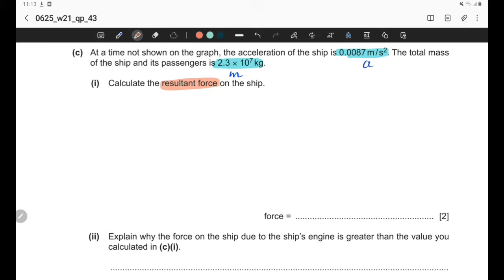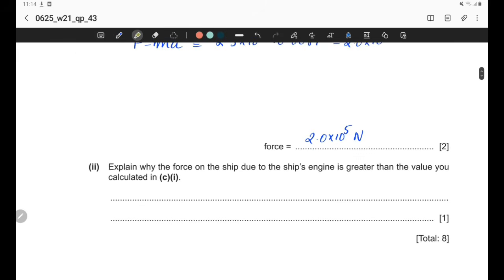Here we can use the equation which relates force, mass and acceleration, that is F is equal to ma, where mass is provided and acceleration is also provided. Therefore, we can directly substitute. So, mass is 2.3 times 10 to the power 7 times acceleration 0.0087. And the answer is 2 times 10 to the power 5. So, the force is 2 times 10 to the power 5 Newton.